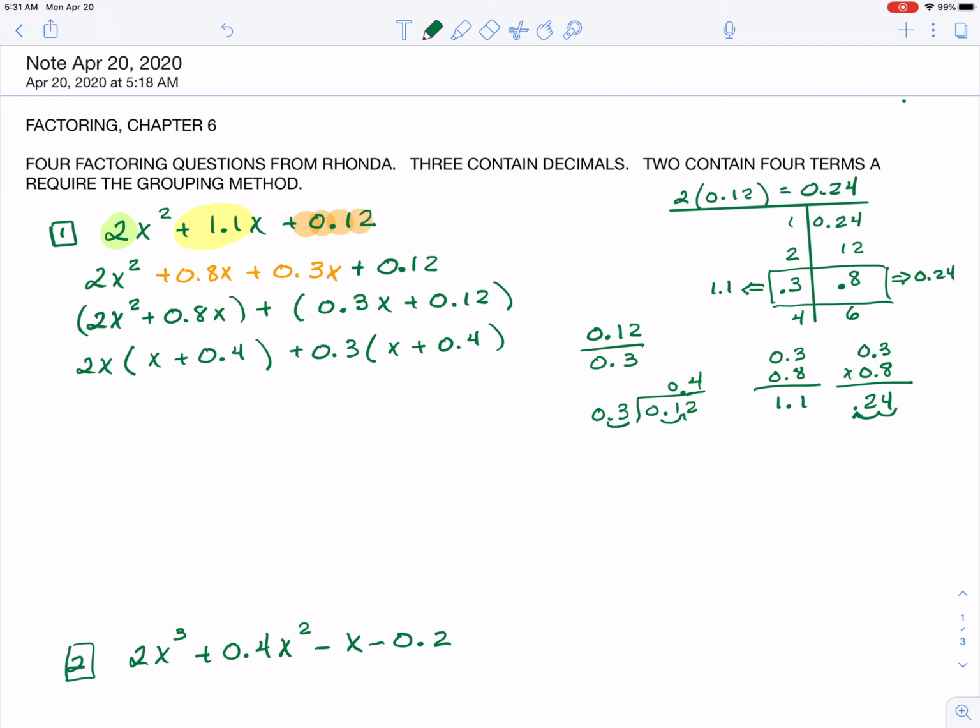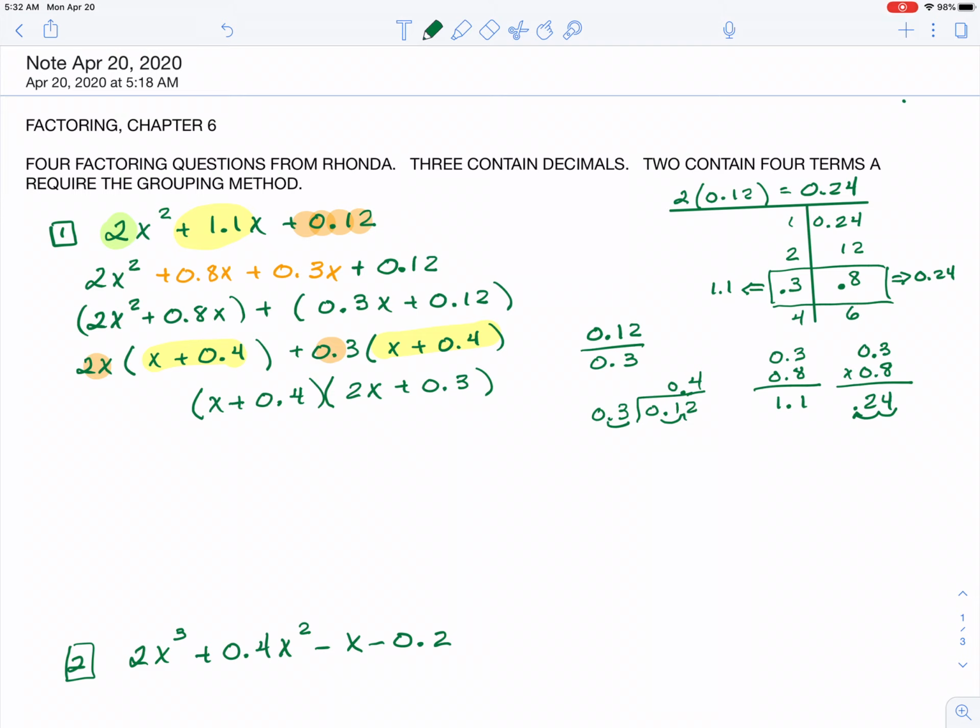Remember when we did grouping, we're hoping we get matching parentheses, and we do. So I'm going to pull out that common matching parentheses, and then what remains in the second parentheses are these two terms that sit out in front of the common parentheses. So that's the way it would look when you factor it.